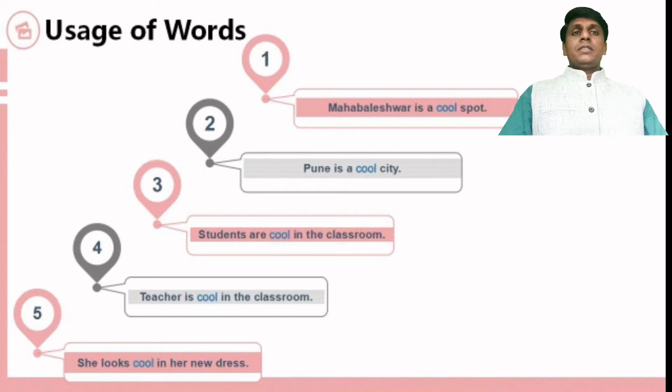Then the last sentence, she looks cool in her new dress. Means obviously the dress is new. Intention goes towards beauty. So the expectation from a meaning perspective is beautiful. The point is here, a single word I have used in 5 different sentences for 5 different meanings.